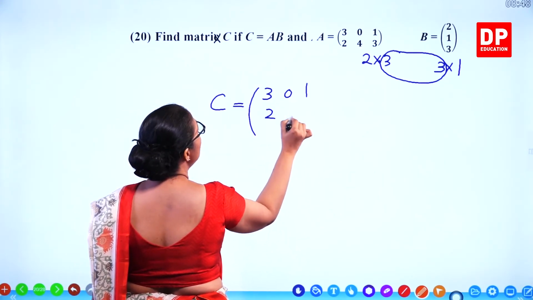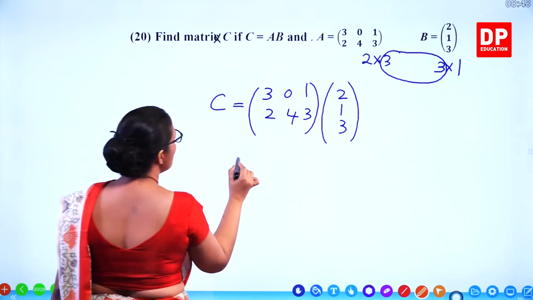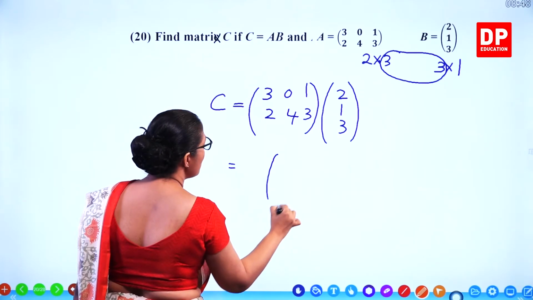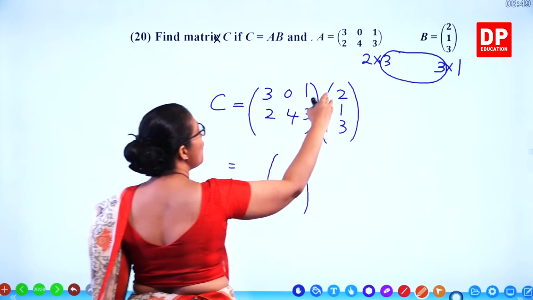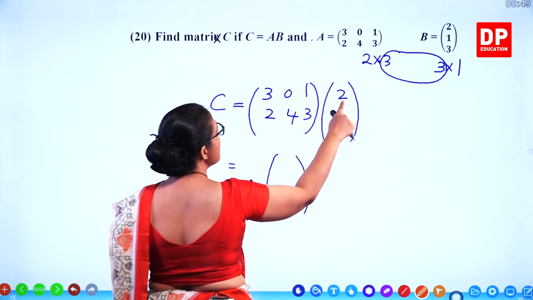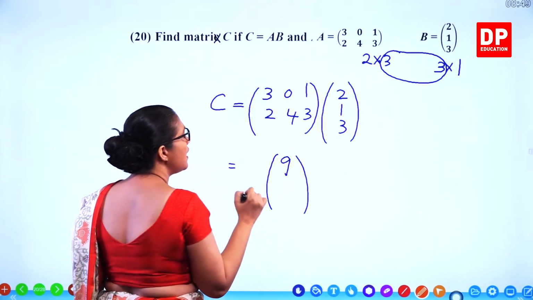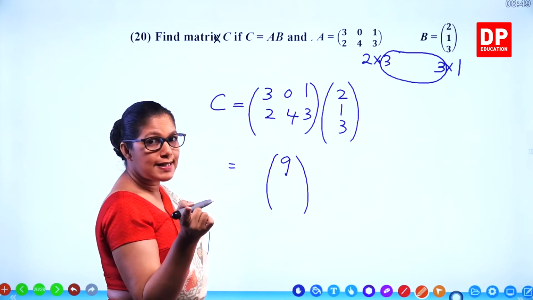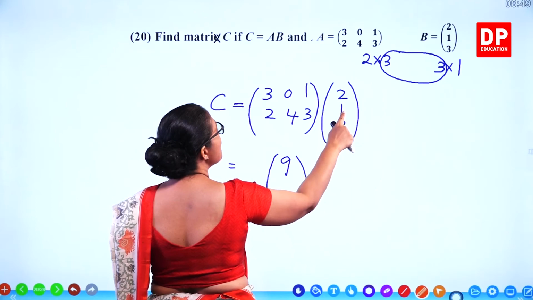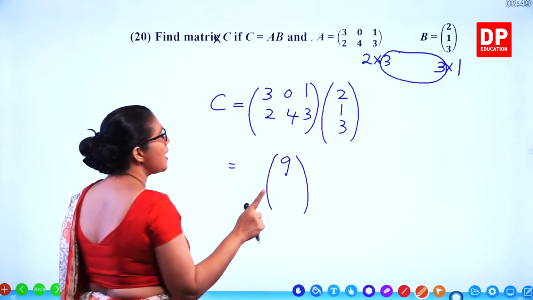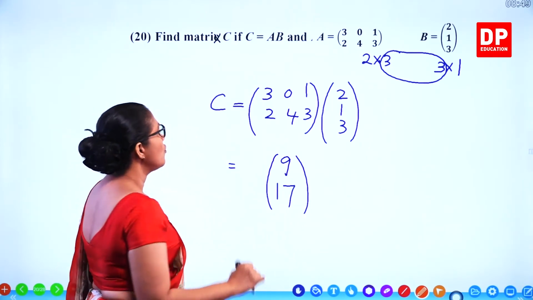So we'll multiply now. 2, 1, 3. So you get 2 times 1, which means 2 rows and 1 column, so only 2 values. How do you find the first value? First row with first column. 3 times 2, 6. 1 into 3, 3. 6 plus 3, 9. How do you find the second value? Second row with the column. 2 times 2, 4. 4 times 1 is 4. 3 times 3, 9. 4 and 4, 8. 8 plus 9, 17. So you get 17.